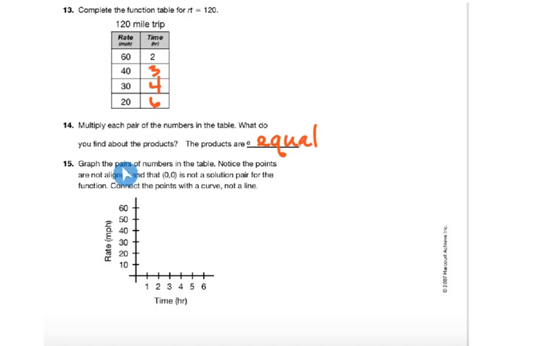Now they want us to graph the pairs of numbers in the table. Notice the points are not aligned and that 0, 0 is not a solution pair for the function. Okay, so let's do that. Let's graph 2 and 60. So at 2 hours, we've gone 60 miles per hour. At 3 hours, we've gone 40 miles per hour. At 4 hours, we've gone 30 miles per hour. And at 6 hours, we've gone 20 miles per hour.